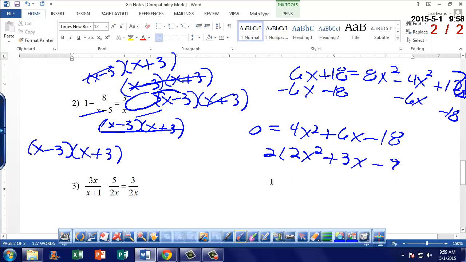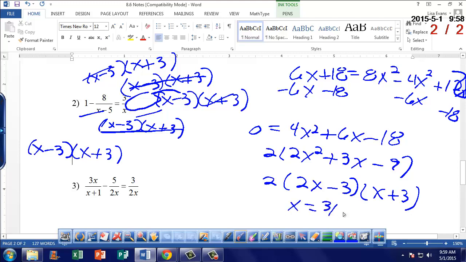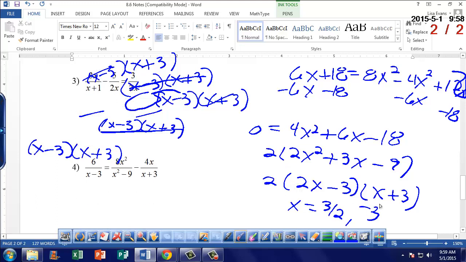Then we're going to go ahead and factor. You guys can do that on your own. We get 2x minus 3 and x plus 3. We set each factor equal to 0, so we get 3 halves and negative 3. Which one doesn't work? If we take a look at our original problem, negative 3 doesn't work because it will make this denominator 0. So x equals 3 halves is my only answer.